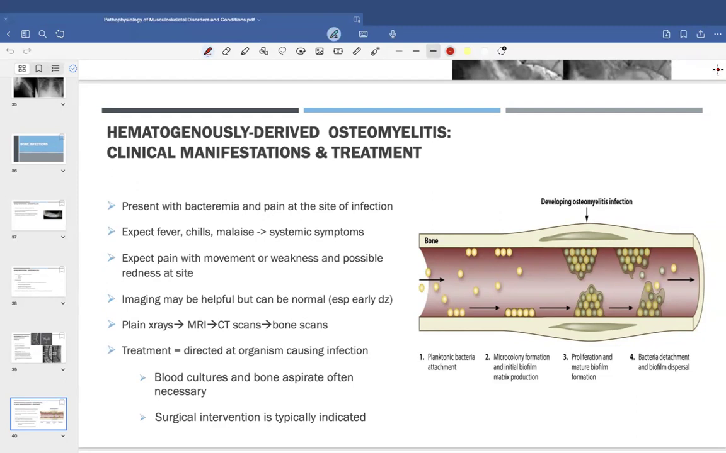We typically will start with plain films as the least invasive. But often, if you're really suspicious, you'll move to a bone scan, a nuclear bone scan, which involves the injection of radioactive isotopes. So that's kind of your progression there. And then clearly you've got to treat the organism.